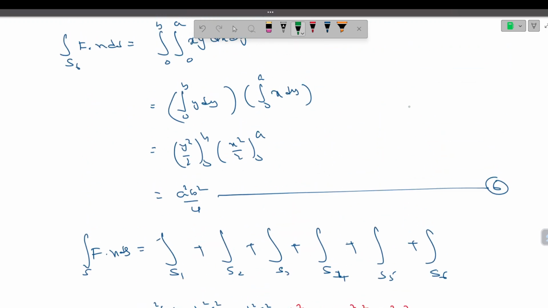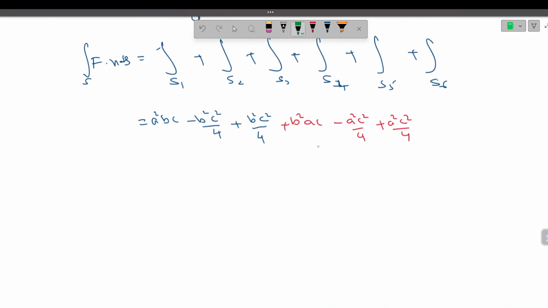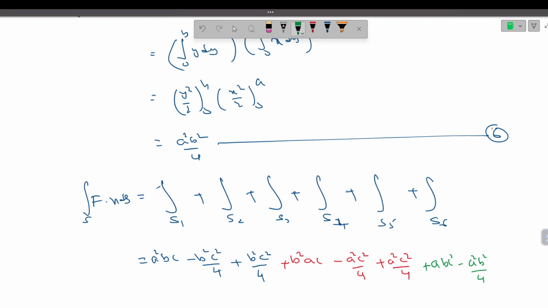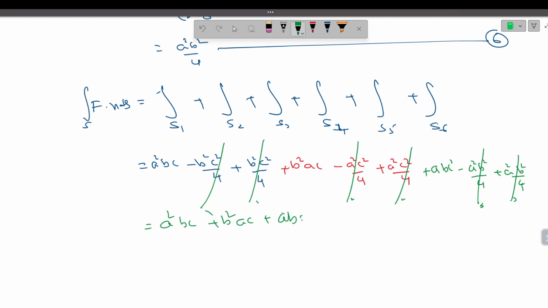Now S5. What is S5? abc square minus a square b square by 4. And S6: a square b square by 4 plus a square b square by 4. You see this minus this gets cancelled, plus and minus cancel, and this and this cancel. So we are left with a square bc plus b square ac plus abc square.